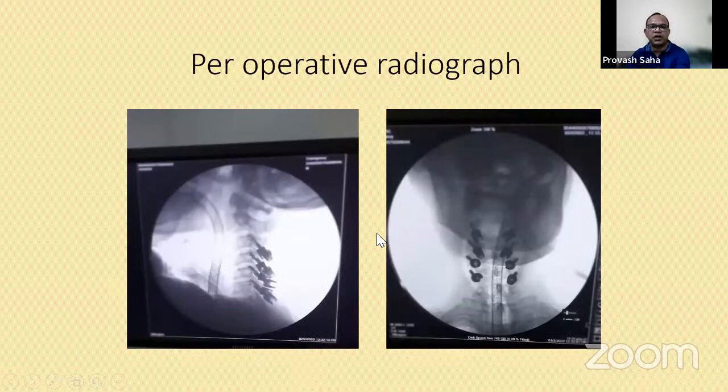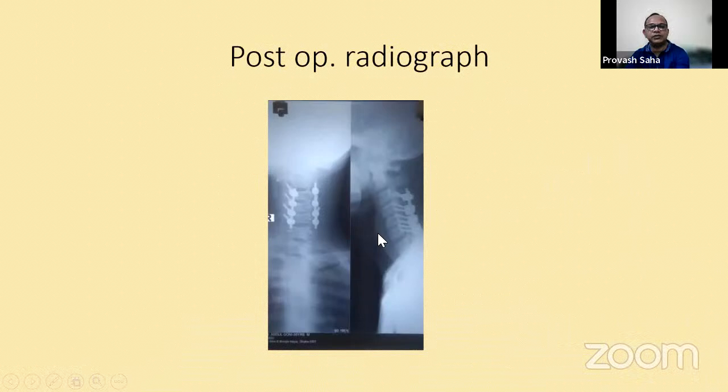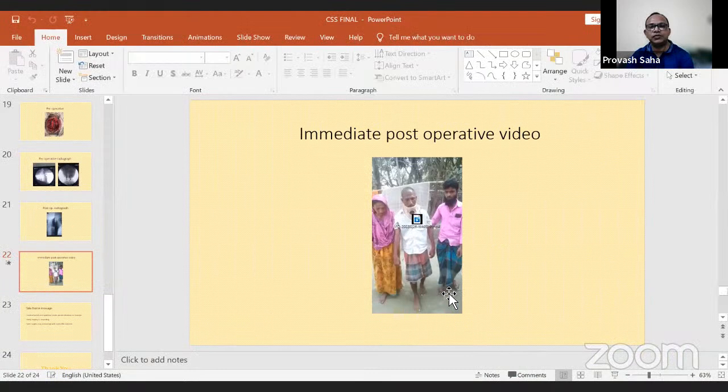And this is the postoperative radiograph. And I would like to show the postoperative video to you. There is a significant recovery of the neurological condition. This is the immediate video.